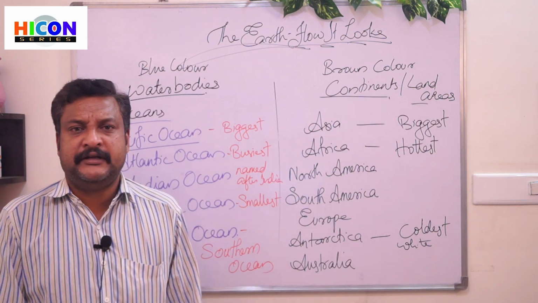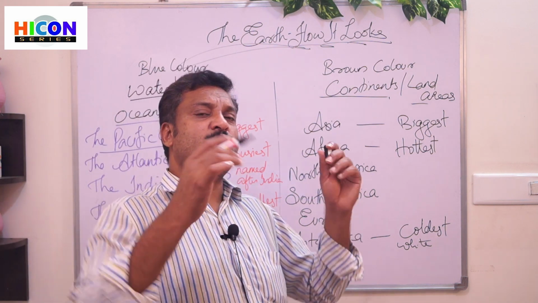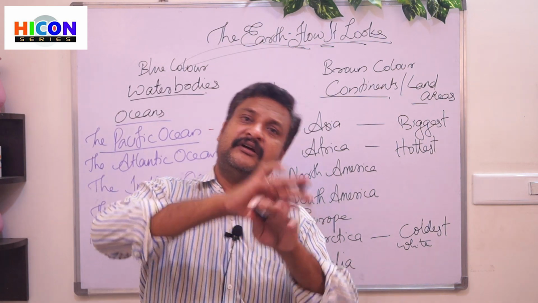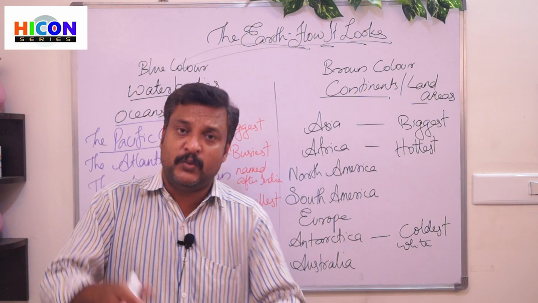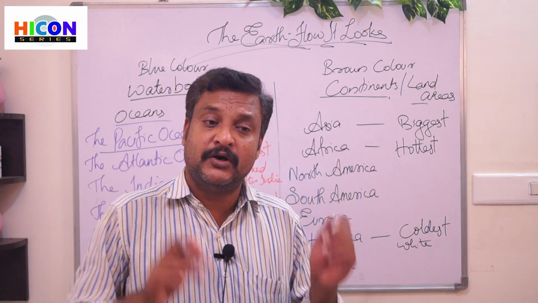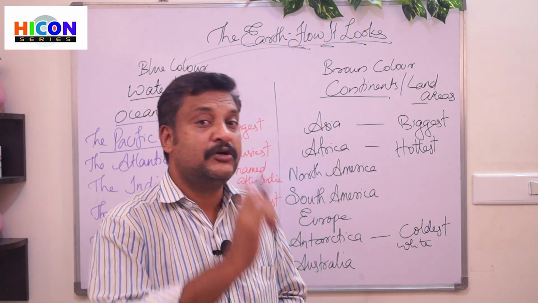Why? Snow is white in color, na? Yeah. So as snow is white in color and as Antarctica is covered under a thick layer of ice, we always see Antarctica in white color and we call it the white continent.